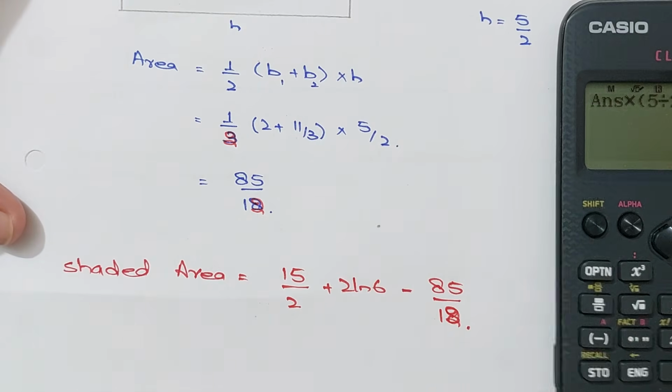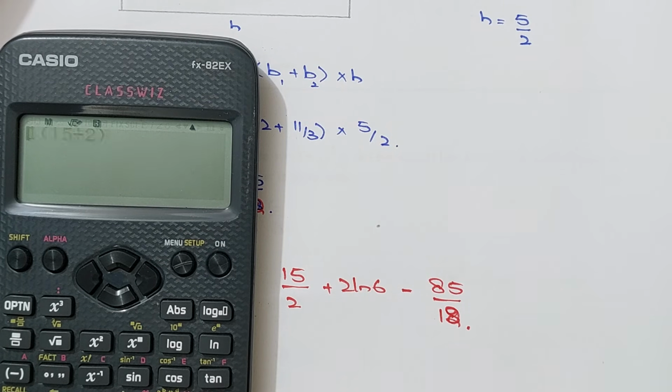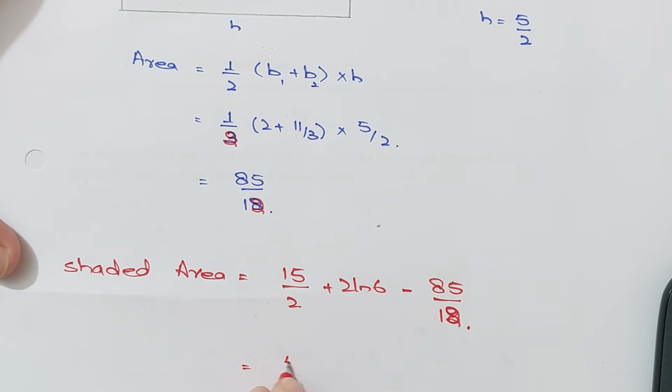Right. So this is 15/2, 15 divided by 2, subtract 85 divided by 12. This would be equal to 5/12. So 5/12 plus 2 ln 6 is the shaded area.